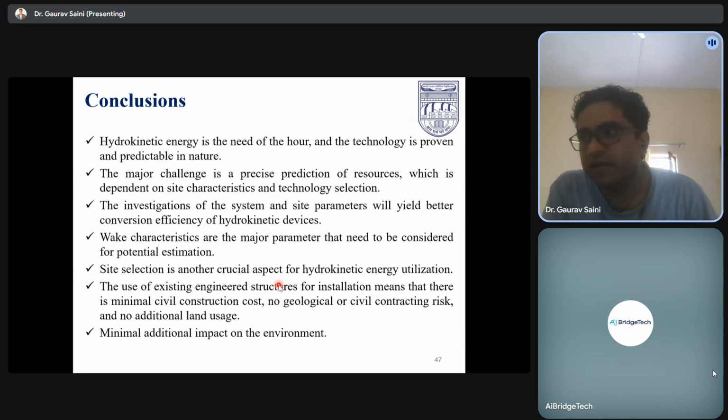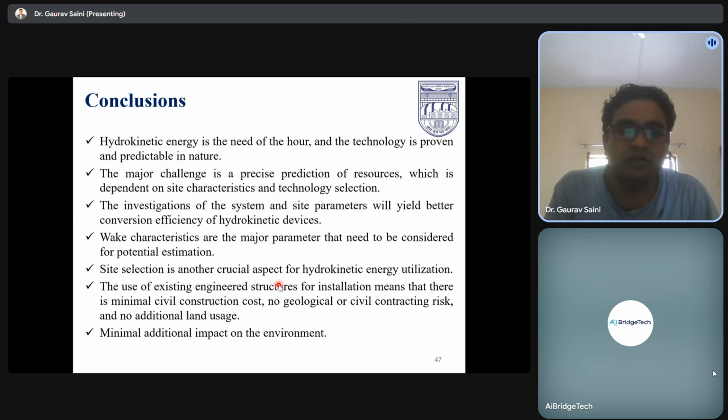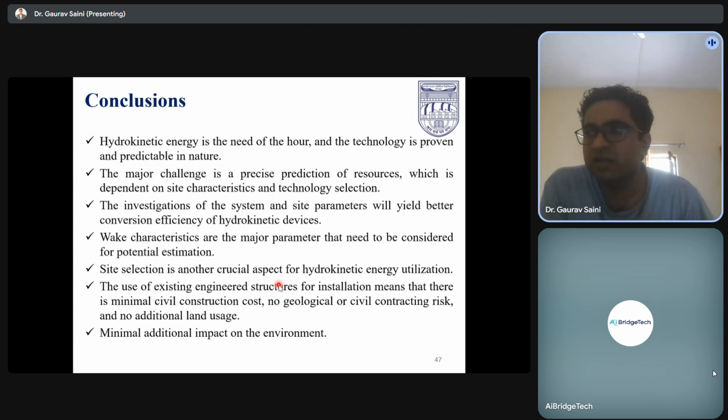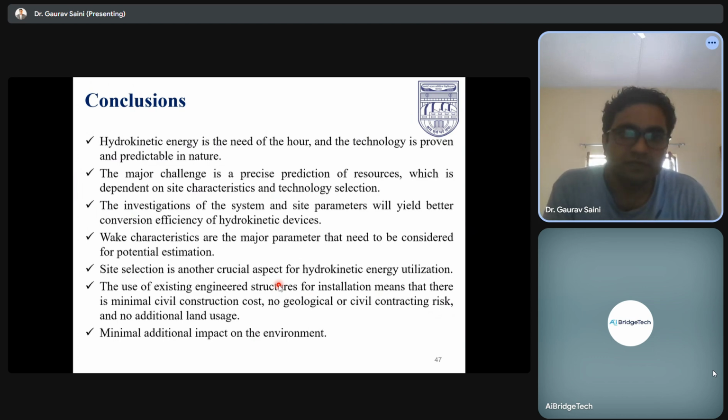And one of the major parameters that we think of is that we need not install a single turbine at a particular site. We need to have a number of turbines. So we need to understand the wake recovery characteristics that play a major role. And it is also a major factor for the potential estimation.